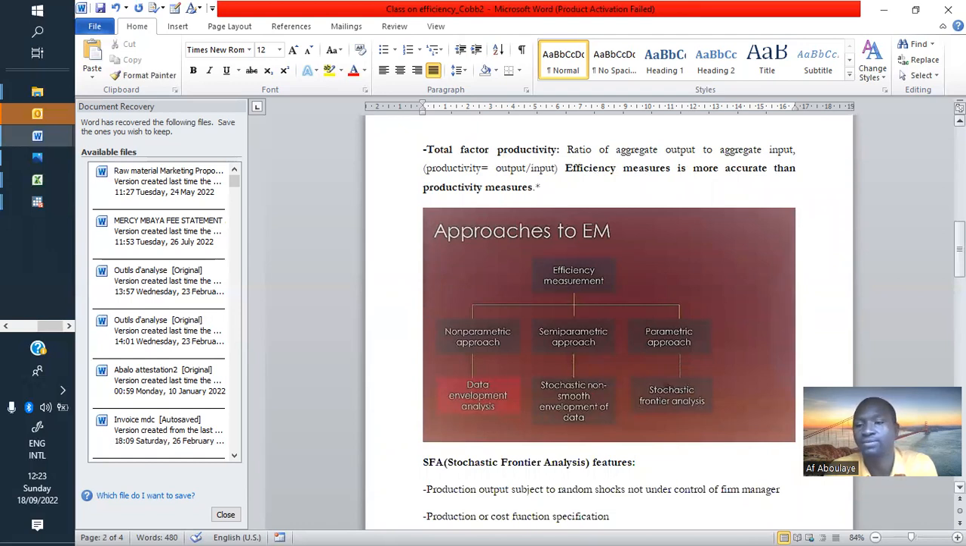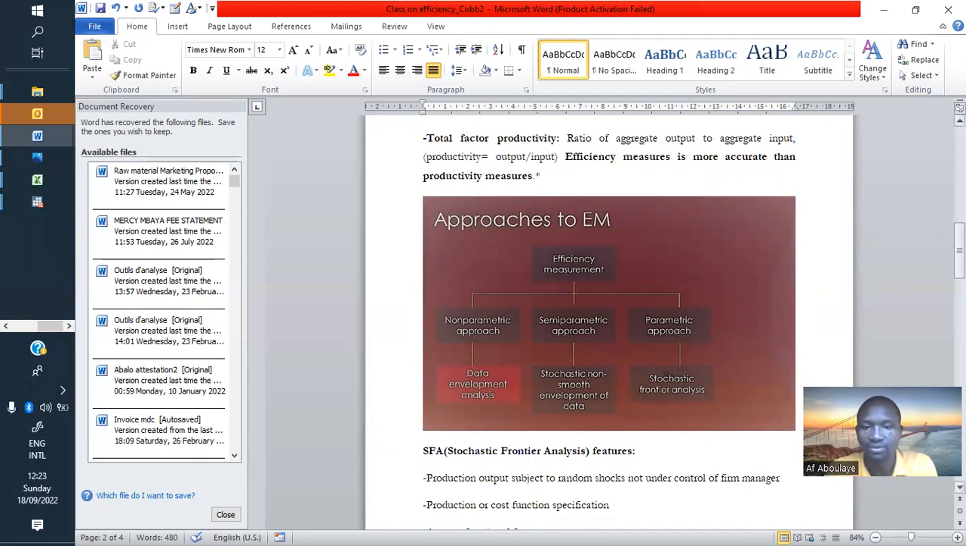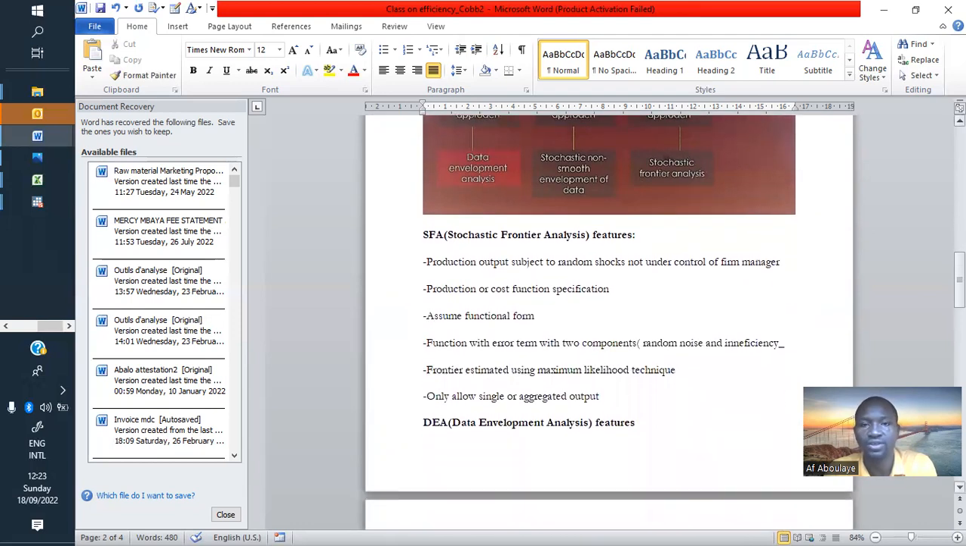We have the parametric approach, non-parametric approach, semi-parametric approach. And when we want to use the non-parametric approach, we have data envelopment analysis. Parametric approach, we have stochastic frontier. Okay, let's talk a bit about the features of stochastic frontier analysis.